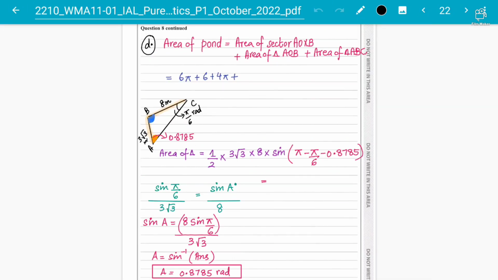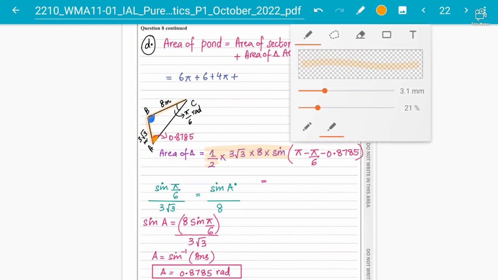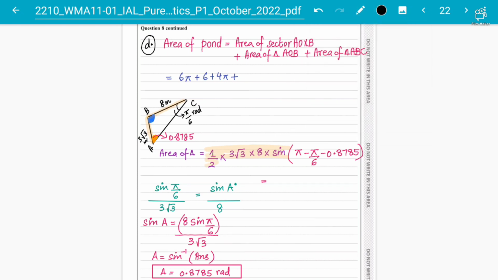So we got the area of this triangle, students, when we solved it in the calculator. Half into 3 square root 3 into 8 into sine of this angle. I've already explained how we got this angle. It's basically the sum of all the angles in a triangle is 180, that is pi. So pi minus pi over 6, and this orange angle that we found out.